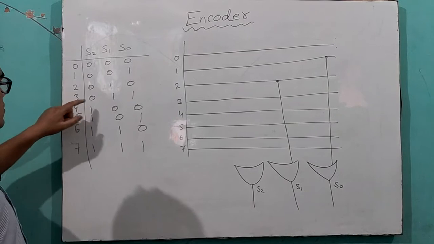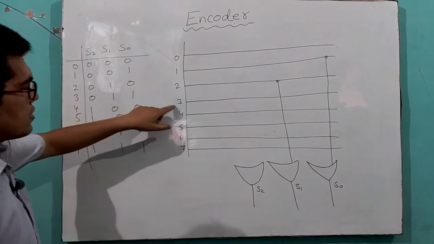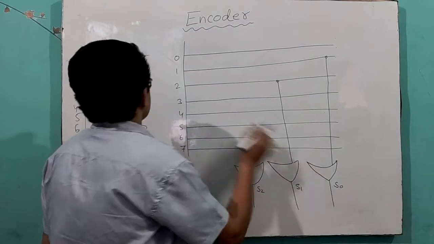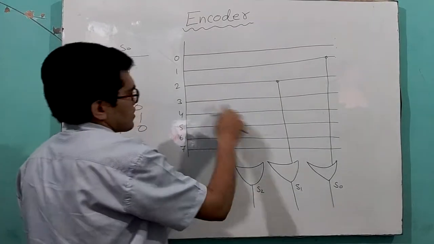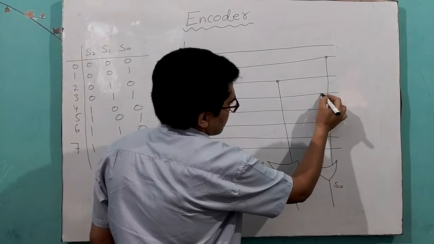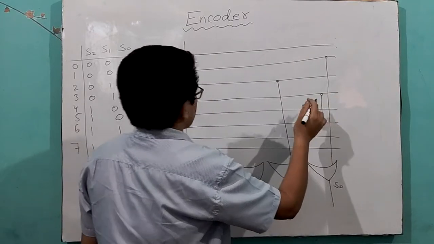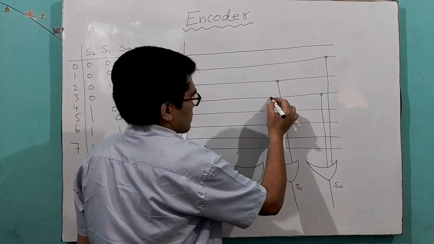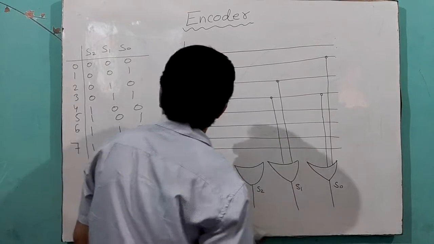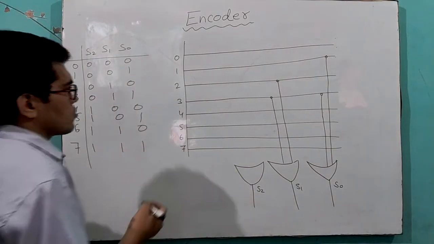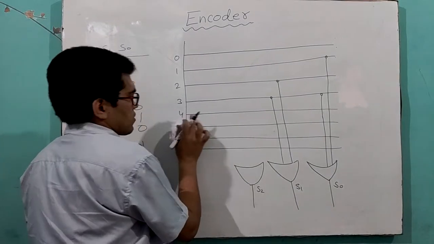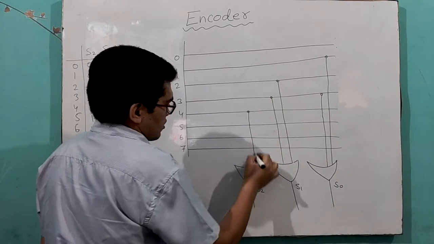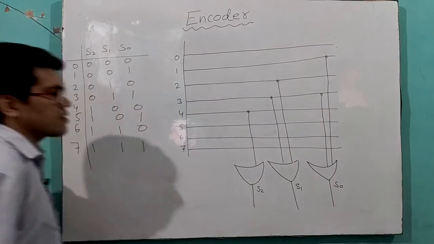Next is 3, 0 1 1. For 3, don't connect this gate, but both the gates, since these are 1 1, so we have to connect the line with S0 and S1. Next is 1 0 0. So this line will be connected to S2 only, no need to connect with any other gate.